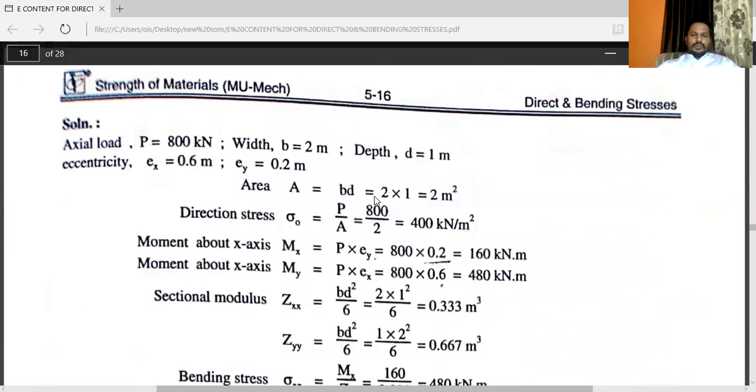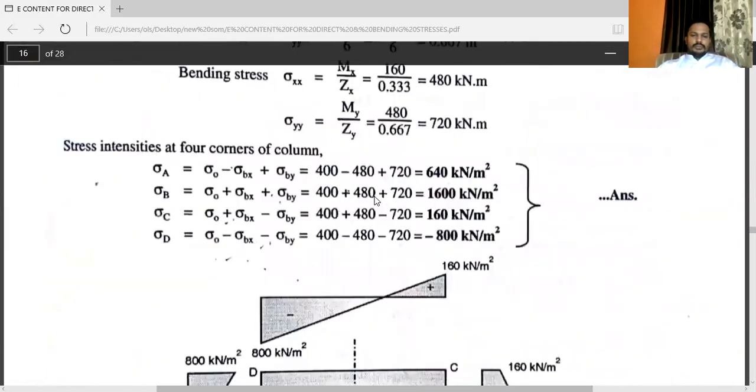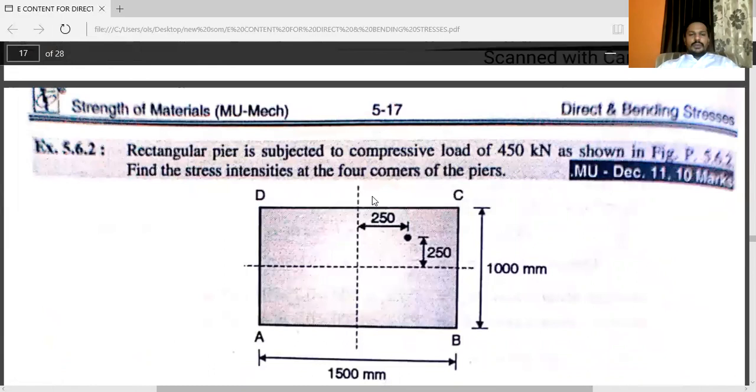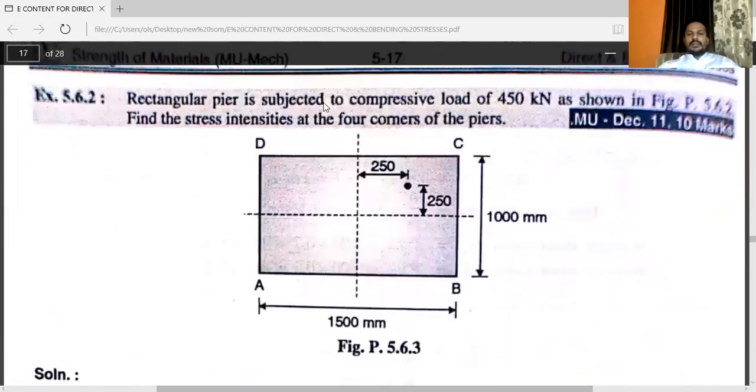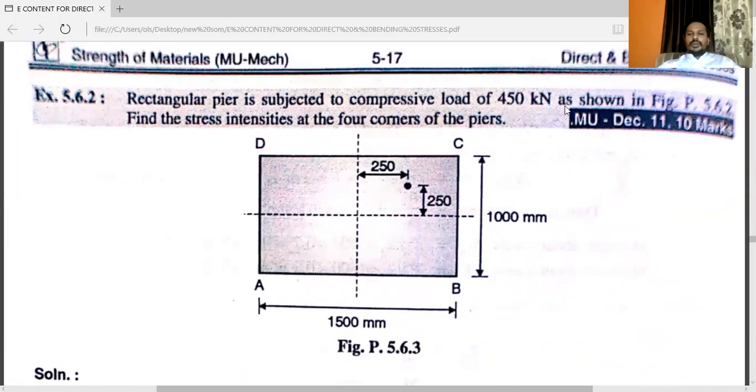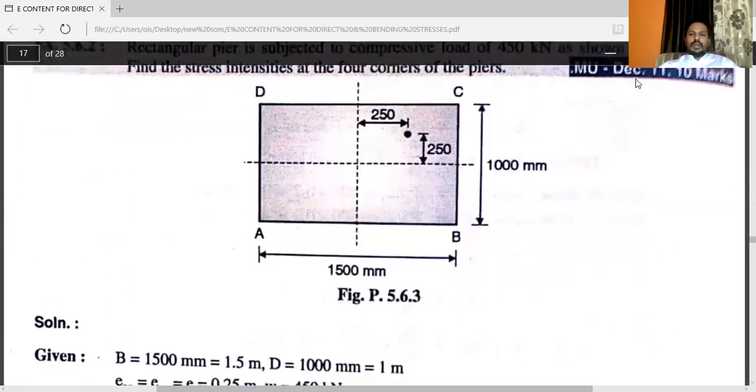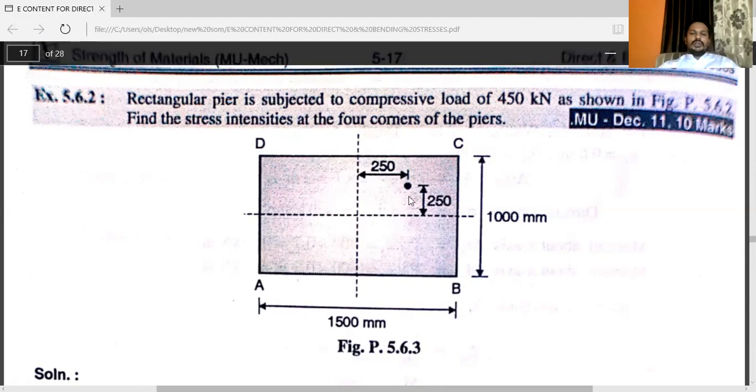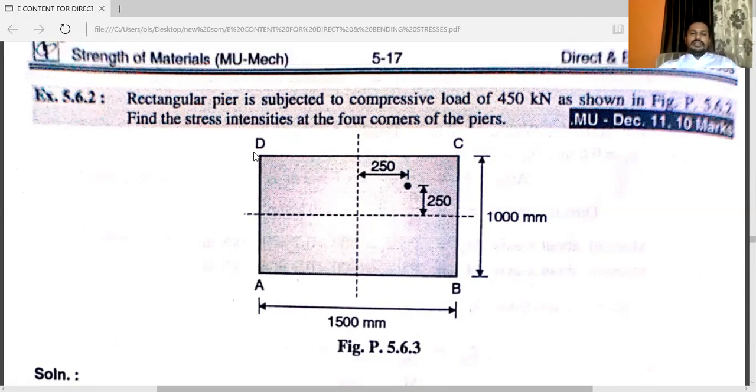Here we have one problem. You can see here a rectangular pier is subjected to compressive load of 450 kilonewton as shown in figure. Find the stress intensity at four corners of the pier. This problem is from December 11 for 10 marks. You can see A, B, C, and D is given.